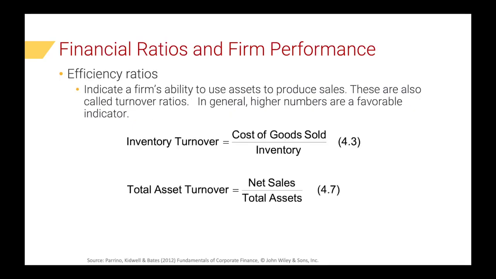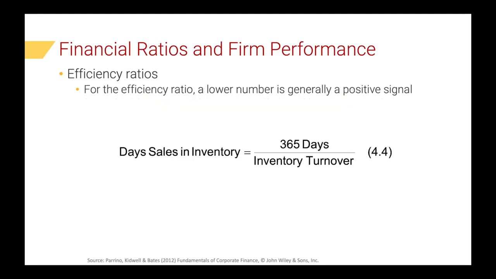Next, we have efficiency ratios. These indicate a firm's ability to use assets to produce sales. These are also called turnover ratios. In general, higher numbers are a favorable indicator. The inventory turnover ratio is calculated by cost of goods sold divided by inventory. And then the total asset turnover is calculated by net sales divided by total assets. For the efficiency ratio, a lower number is generally a positive signal. So the days sales in inventory equals 365 divided by your inventory turnover.